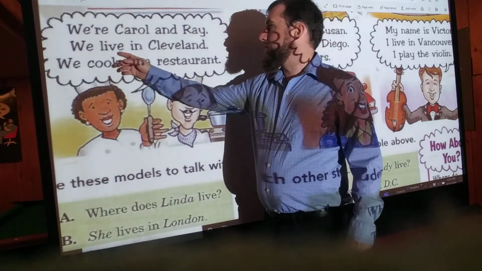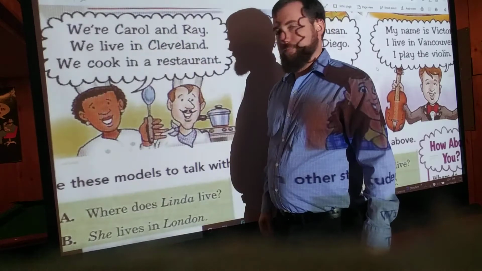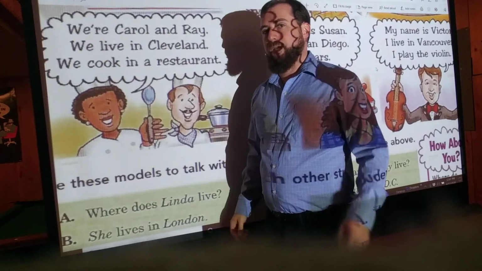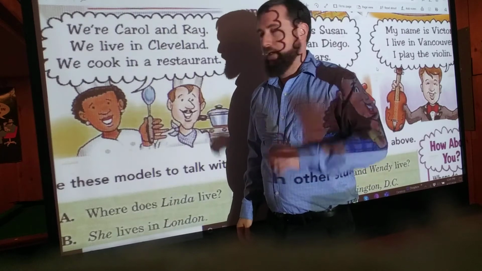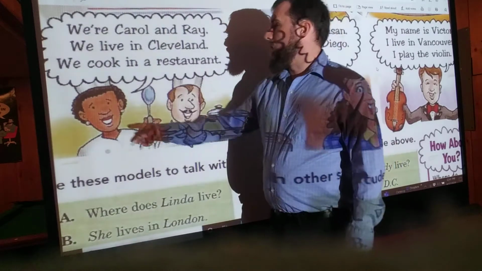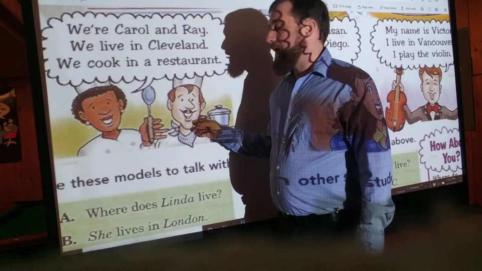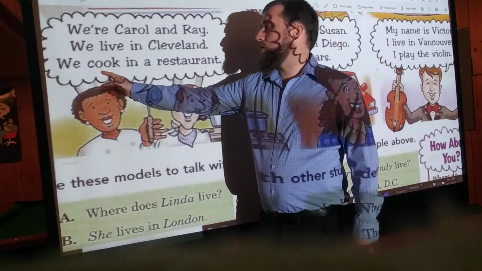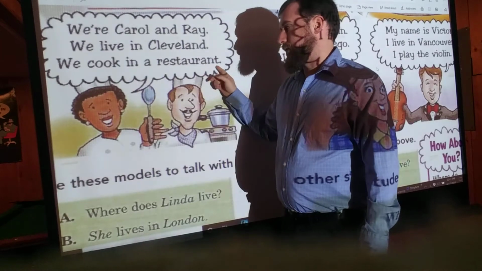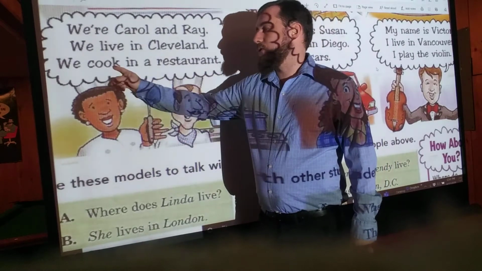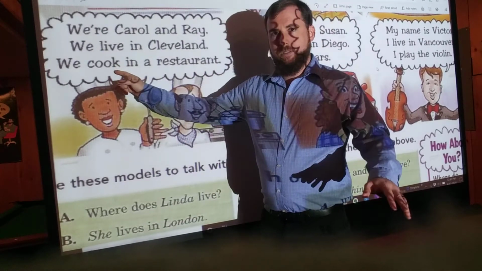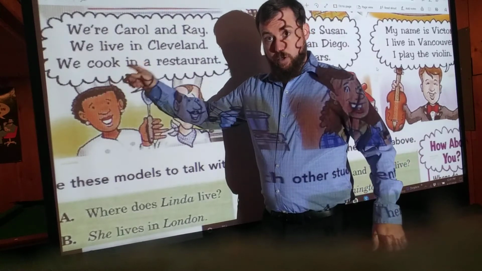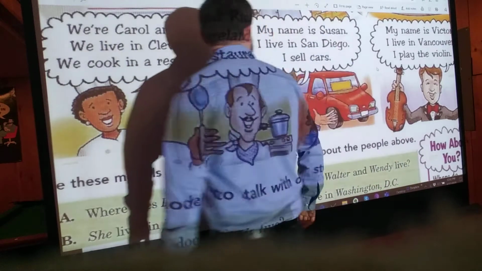They live in Cleveland. Again, no S, because we're talking about they. They live in Cleveland. What do they do? They cook in a restaurant. Again, they cook. No S. It's not cooks. It's cook. All right, next.